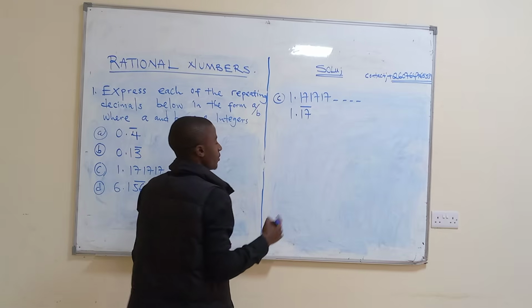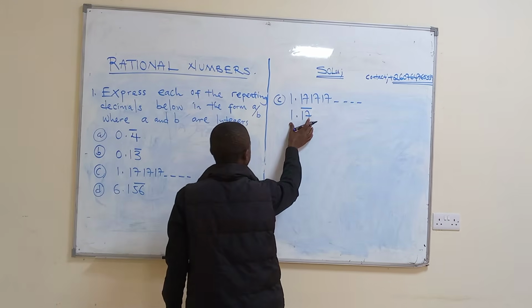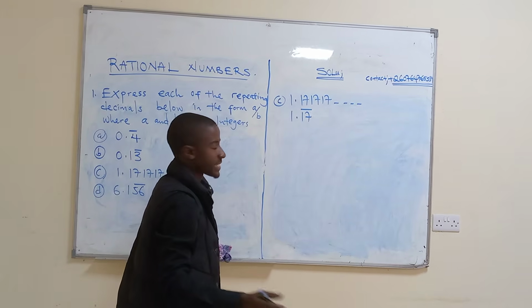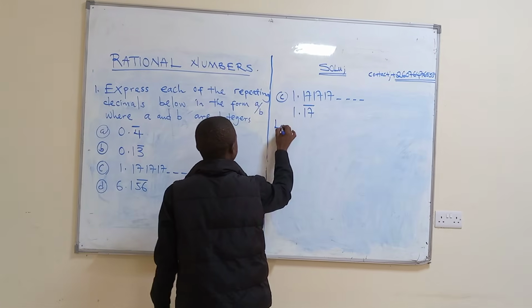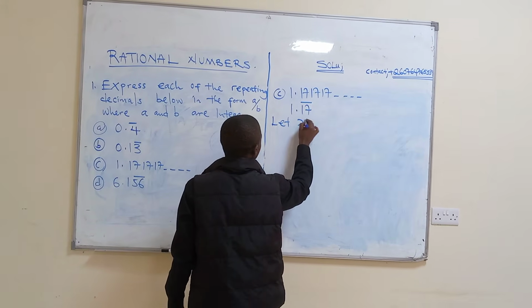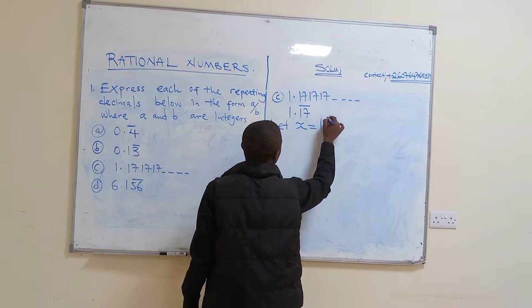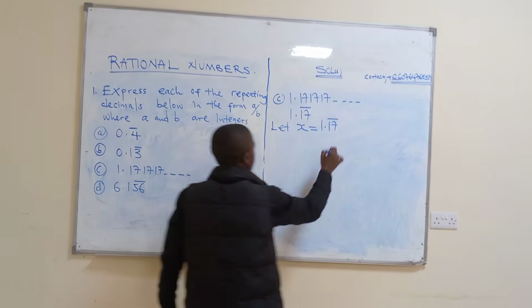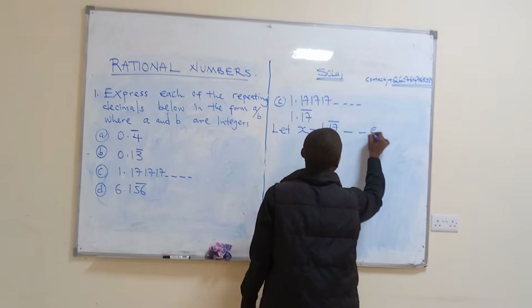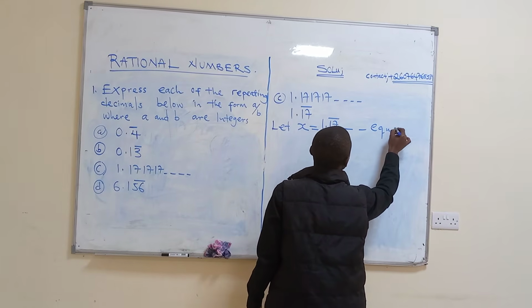So what I'm going to do, first step, I have to let this equal to what? X. So I'll say let x equal 1.17 with a bar. This is my equation 1.